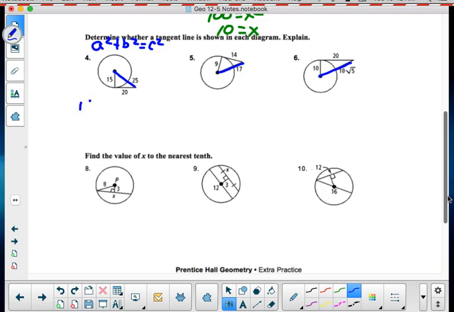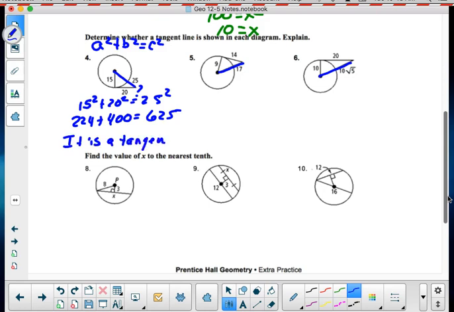So now I've got 15 squared plus 20 squared is equal to 25 squared. And I'm really wondering, is it true? And when I'm doing that, I'm going to go with 225 plus 400 is equal to 625. That's true. So it is a tangent line. And remember, it is a tangent line because this is a right triangle.